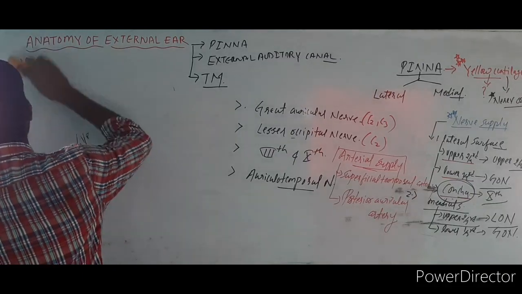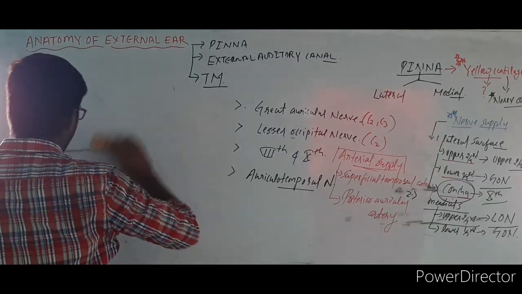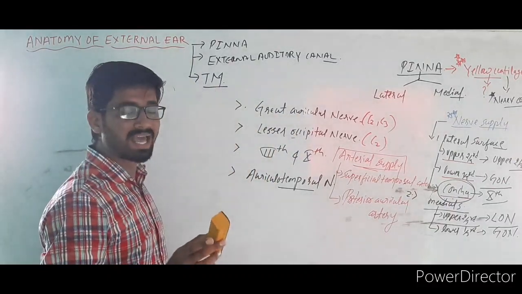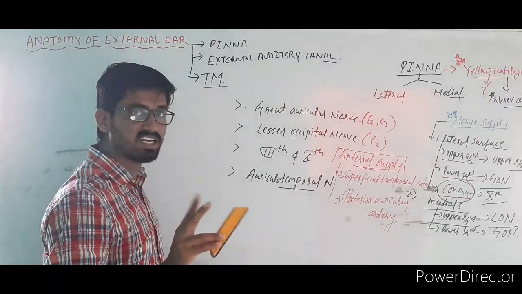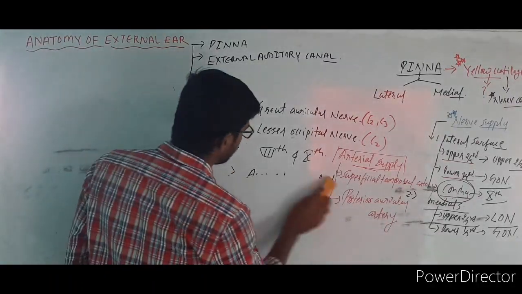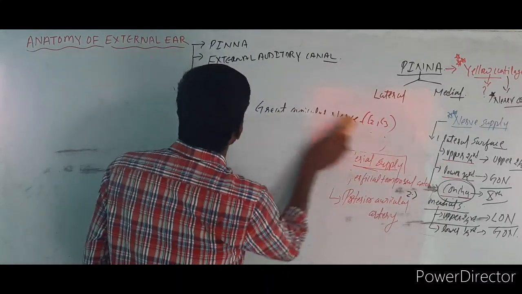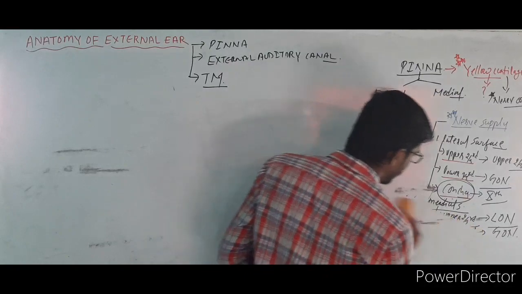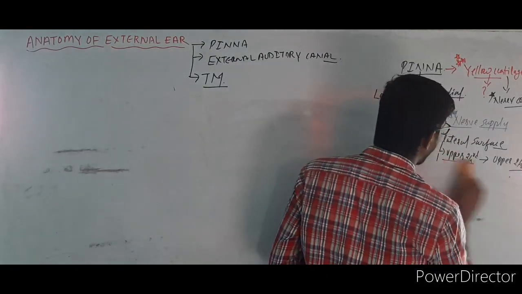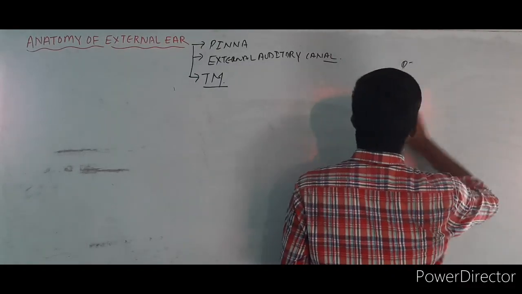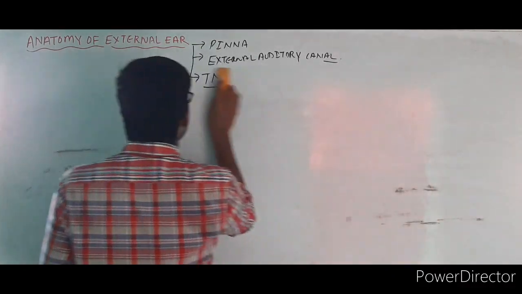What are the main parts of the pinna? This pinna has two types of muscles, extrinsic and intrinsic. They are rudimentary in humans. Now I am starting the external auditory canal. Can you tell me the parts of the external auditory canal? Can you tell me the nerve supply? Can you tell me the artery supply of the external auditory canal?